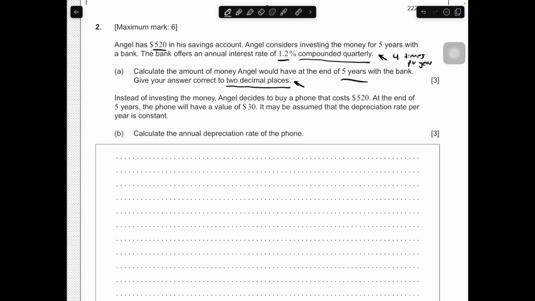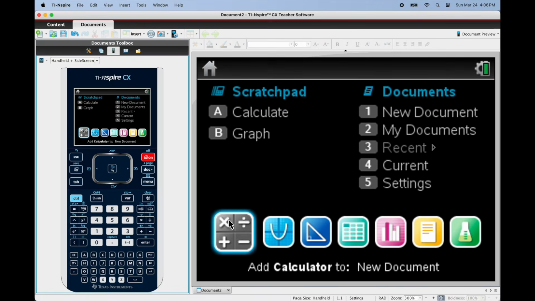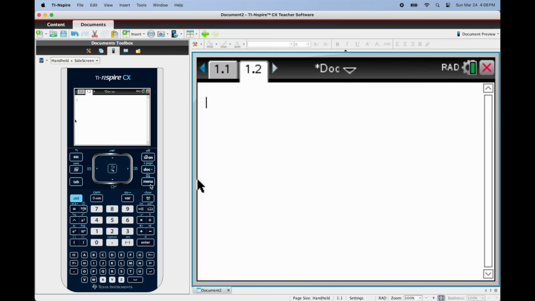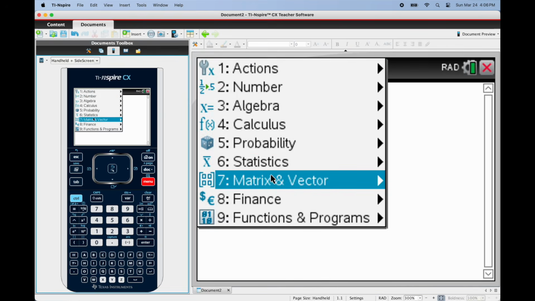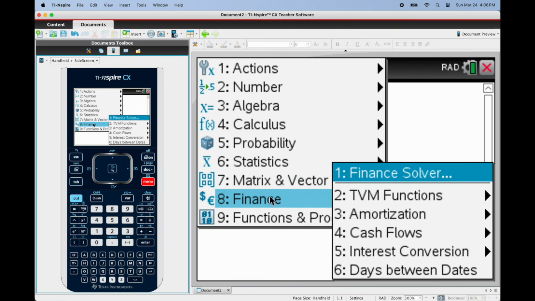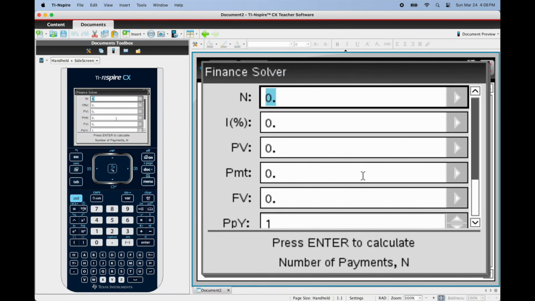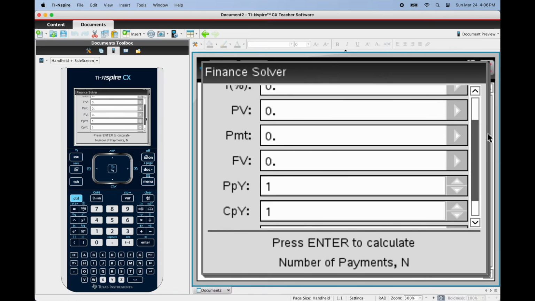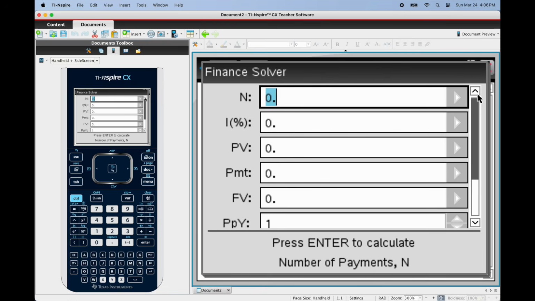520 is our initial value, and we have it in for 5 years. Let's look at the financial solver for a second. I'm just going to bring up the calculator screen. There are 2 ways to do this, of course. One way is the financial solver, and the other way is using our compound interest formula. So here's our finance solver. I'm just going to use this to write out each of these values on the page.